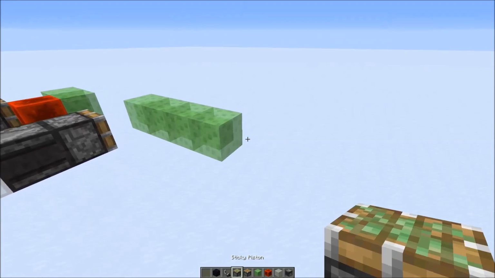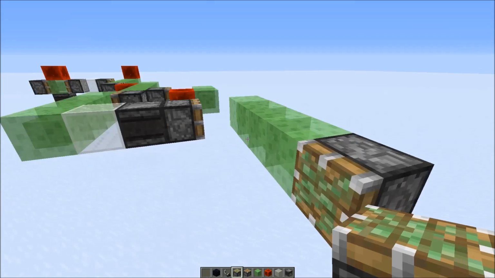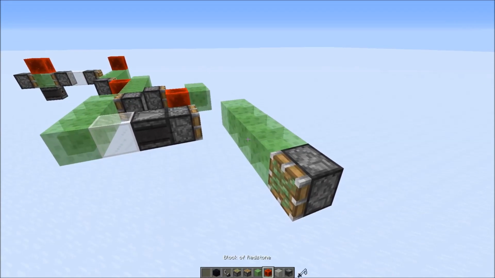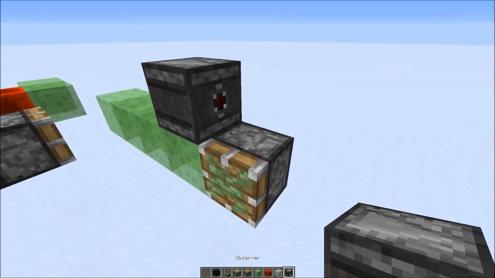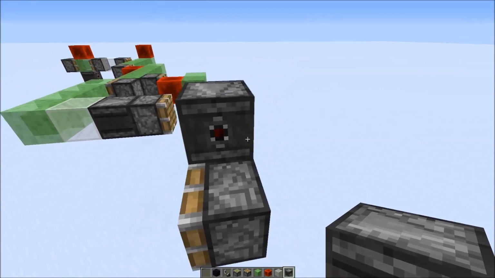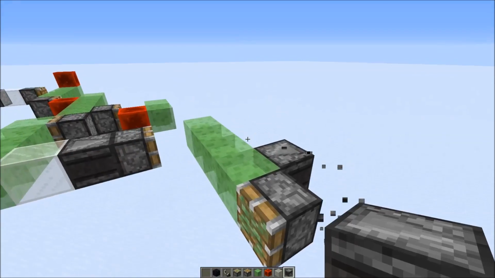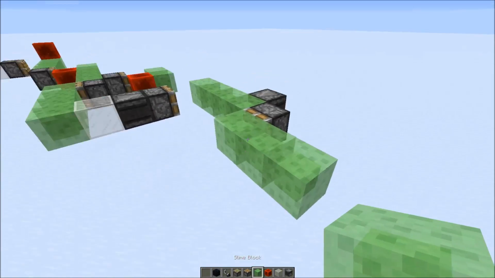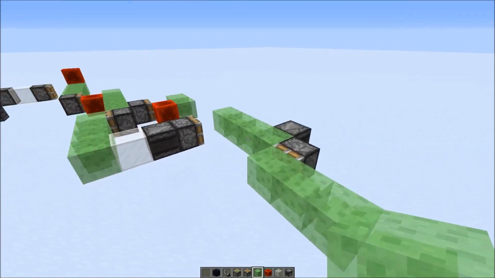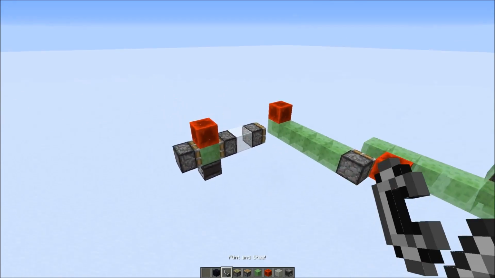And now let's do the pulling extension. So it's a sticky piston in the opposite direction. And now again, you just have to power this piston somewhere, either of course a connectivity from the top or from the side. So same principle again. And the next block's directly here. Let's start this up.